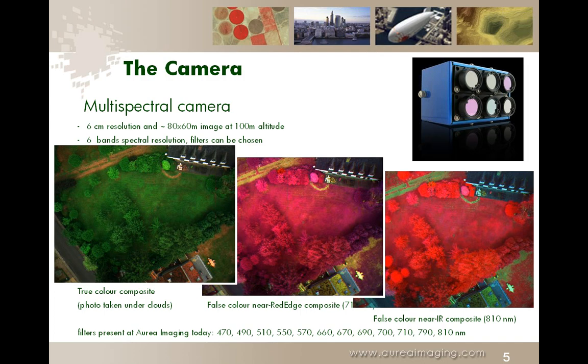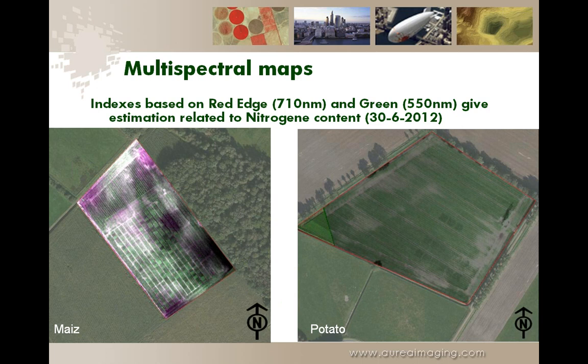Now here we have an example of a mosaic of a field in the Netherlands. We flew this one on the 30th of June this year, 2 months ago. No, less, 1 month ago. So here we have a combination of the red edge with the green one. These two bands give us an indication of the nitrogen content in the plant.